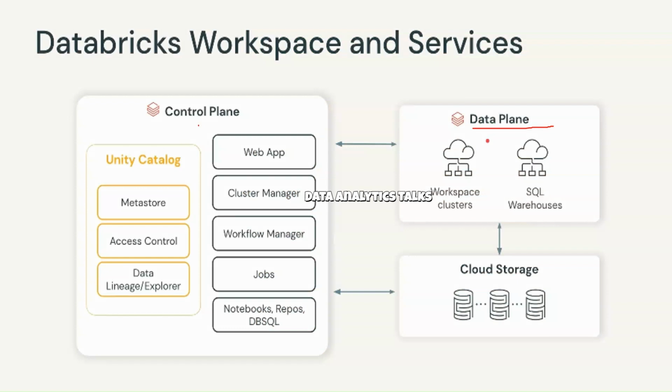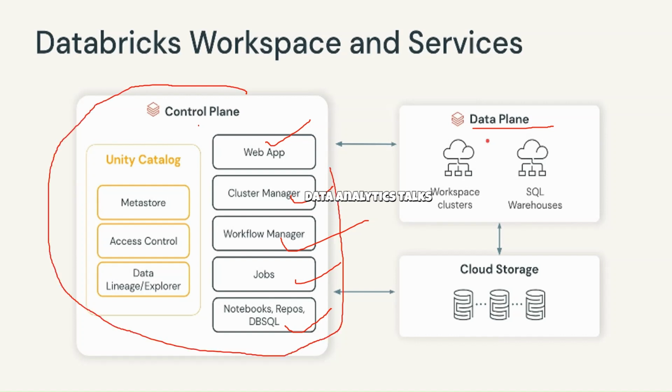Looking at this architecture, you understand that under the control plane, we have the web application, cluster manager, workflow manager, jobs, the notebooks, repos, DBSQL. Then we have something called Unity Catalog, which is the governance part of Databricks, which has the metastore, access control, data lineage, and explorer. So whatever is an administrative panel belongs to the control plane. And when we look at the data plane, we have the clusters and the SQL warehouse and the data stores, and everything related to data goes to the data plane.